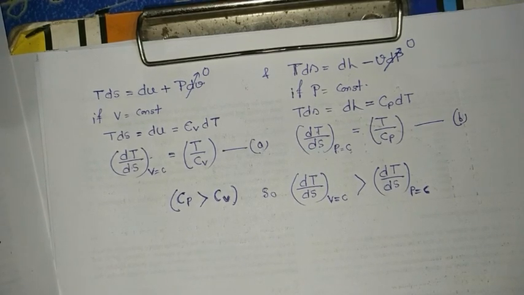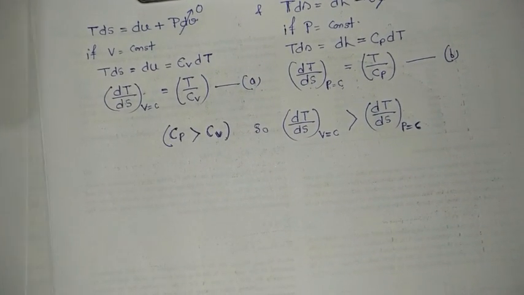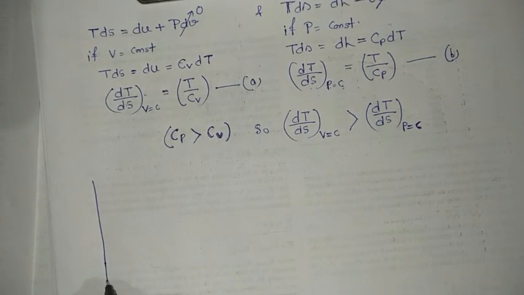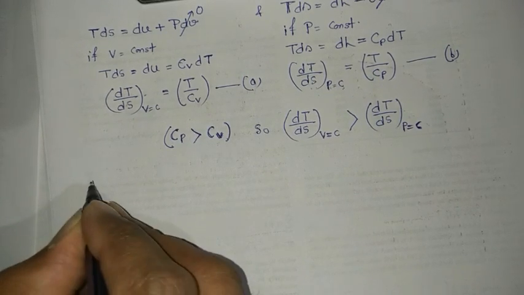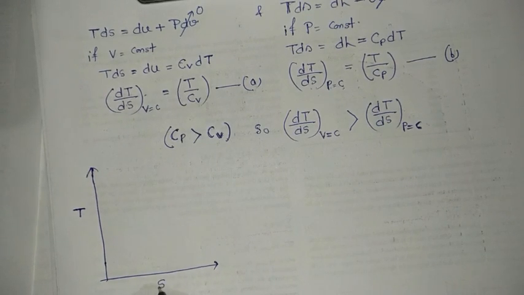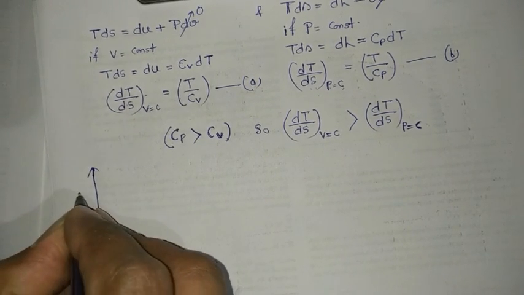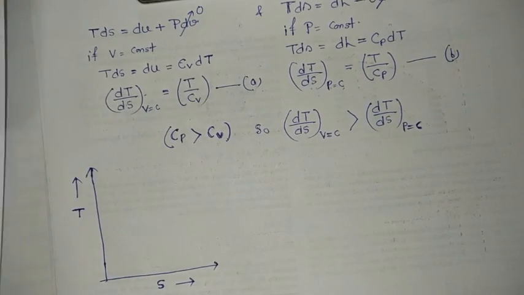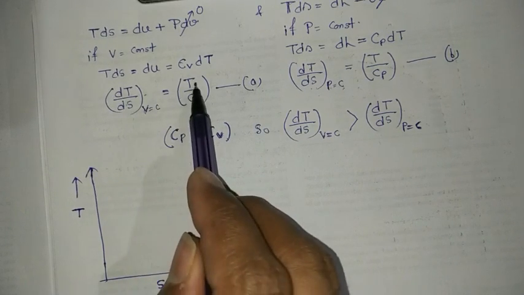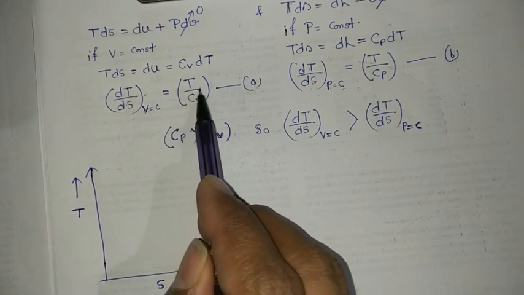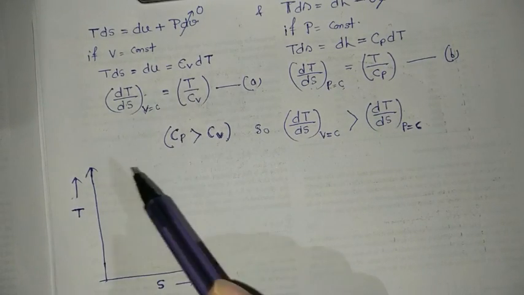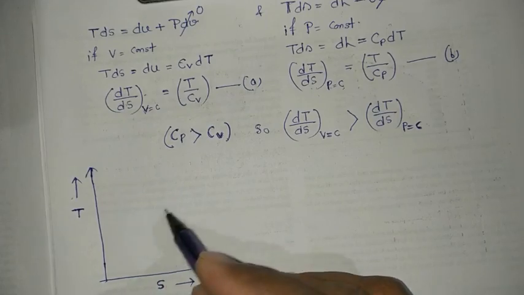Okay, so now we will move forward to draw the Otto cycle on the TS diagram. We can see that the slope is T upon Cv. So as the temperature increases, the slope will increase. So the constant volume lines on the TS diagram will be curves with increasing slope.